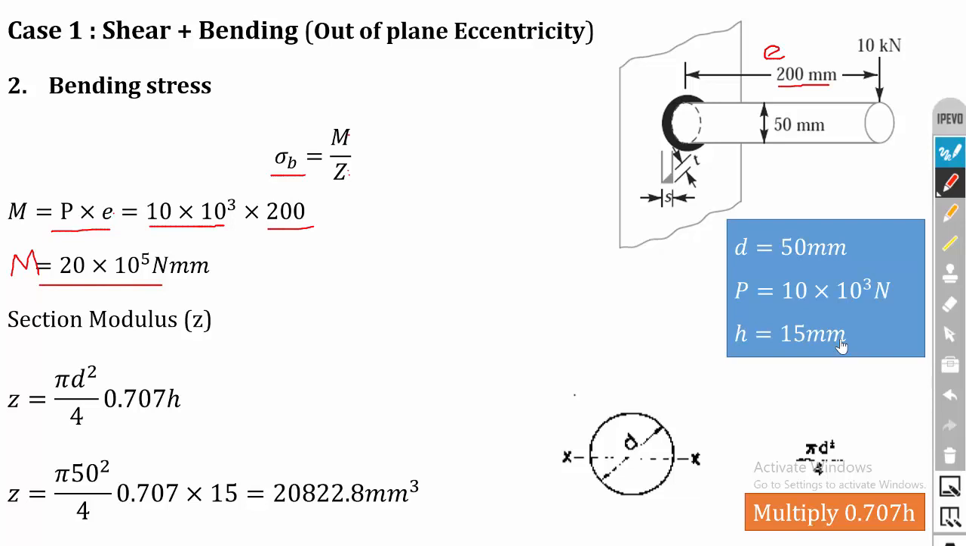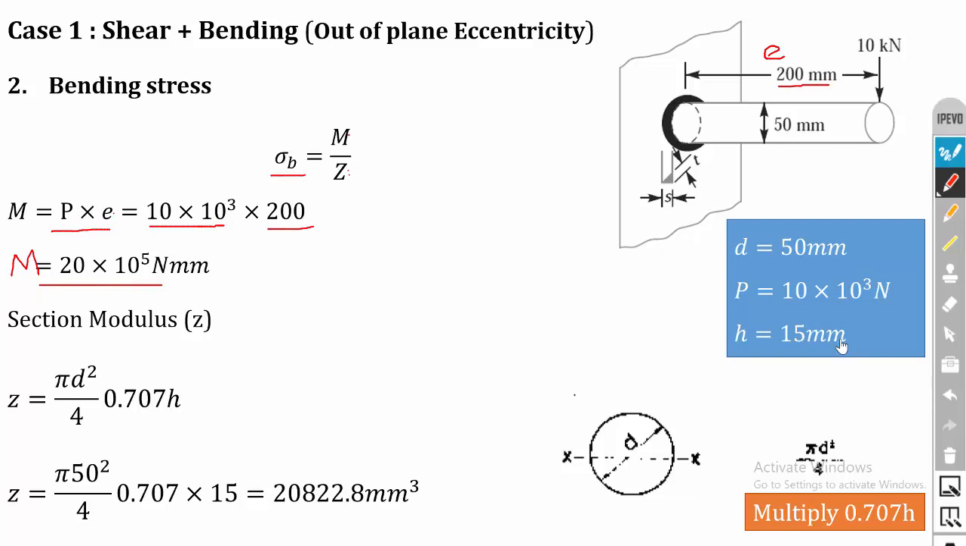Then Z, the section modulus. We have to take the Z equation from the data book, page number 11.5. The outline of the weld is circular. If you take data book page number 11.5, then you can see this drawing.